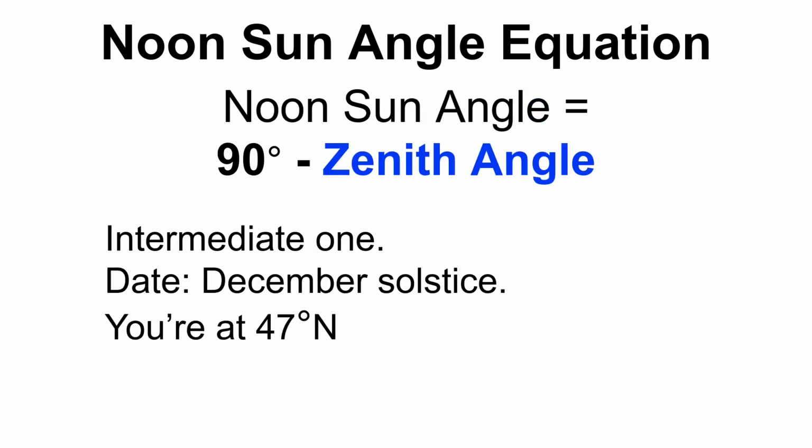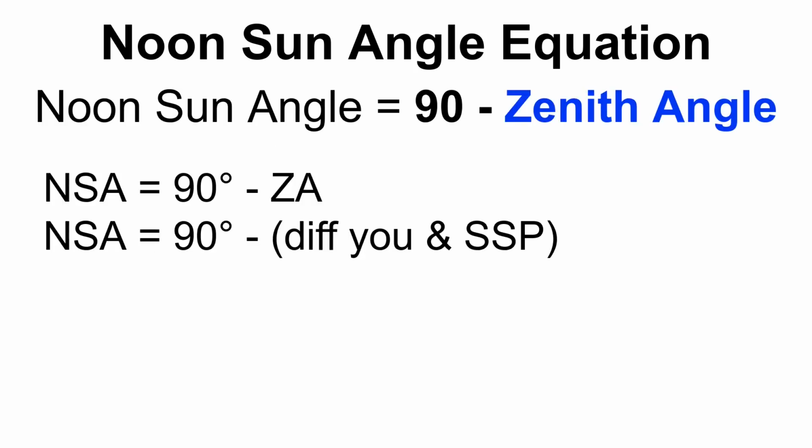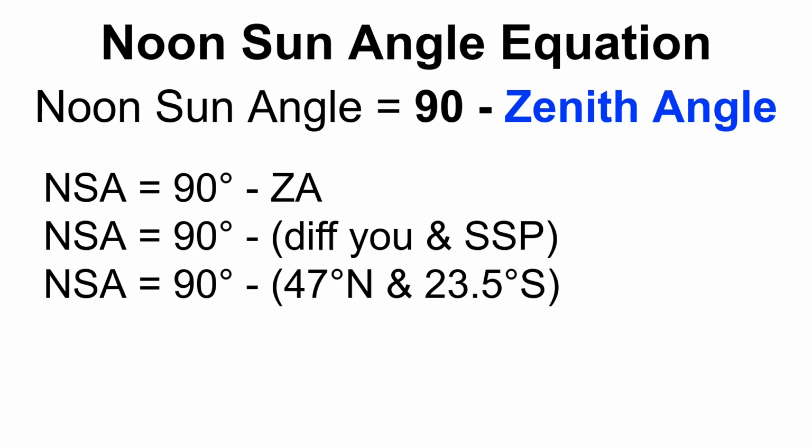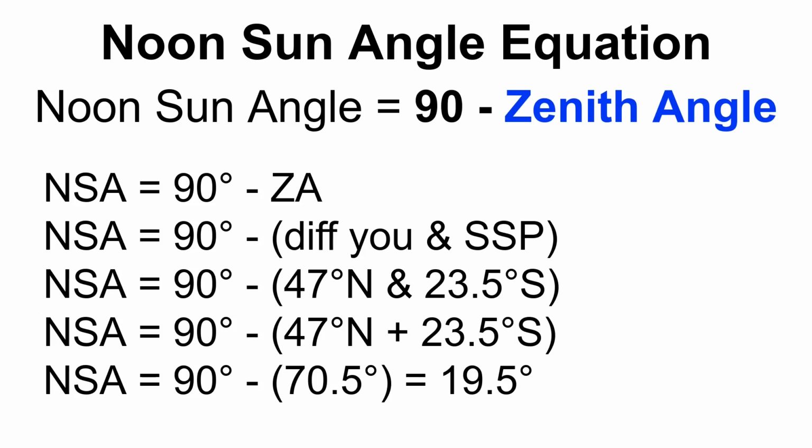All right. It's the December solstice. You're at 47 degrees north. The subsolar point is 23.5 south. So they're in different hemispheres, so you're going to add. So 47 plus 23.5 is 70.5.